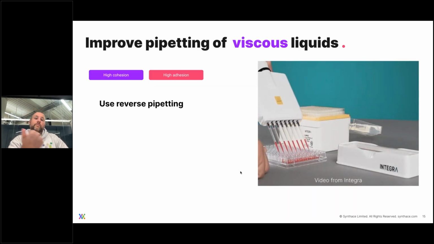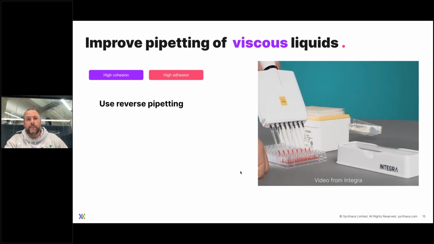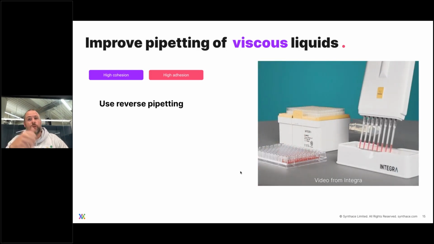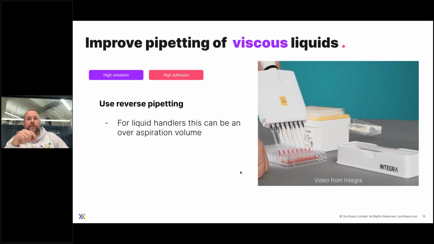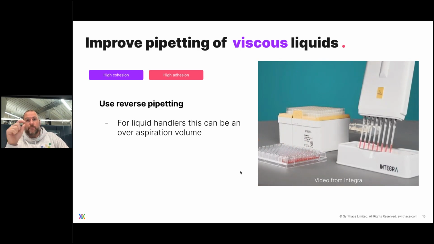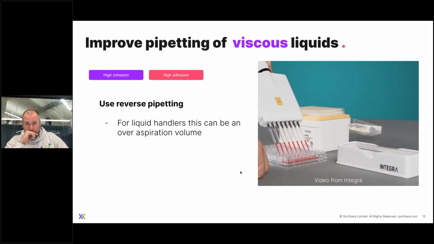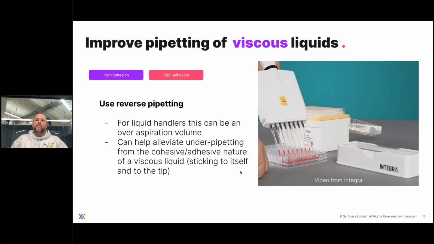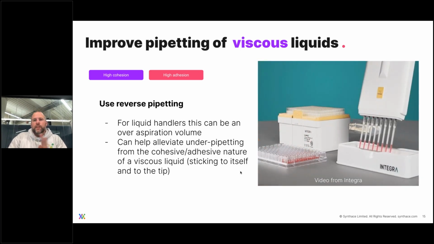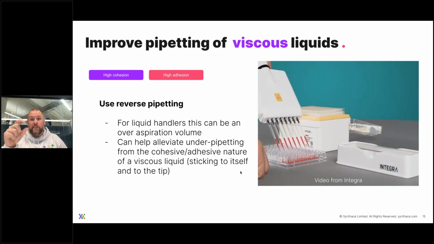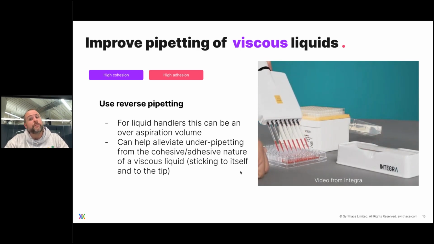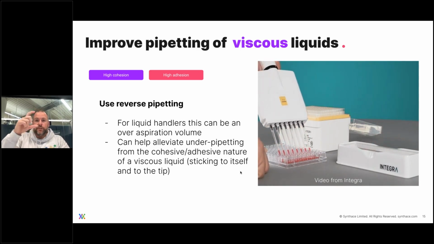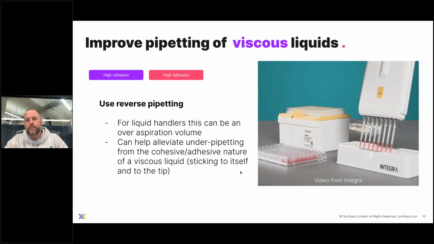You can also use reverse pipetting to improve the accuracy of transferring viscous liquids. This is where you take up more volume than is required for the desired transfer. And this can be achieved for liquid handling automation by specifying an over-aspiration volume. If you operate at fast dispense speeds, using only the exact volume in the tip that you require to transfer, then due to the adhesive properties of a viscous liquid, droplets can remain in the tip, leading to under-pipetting. An over-aspiration volume, taking up some more liquid than is required, can help alleviate this.